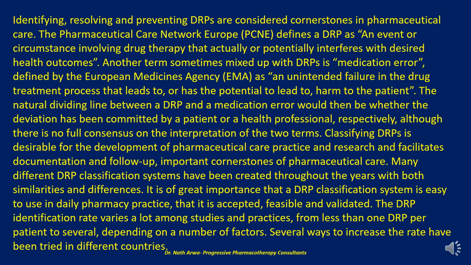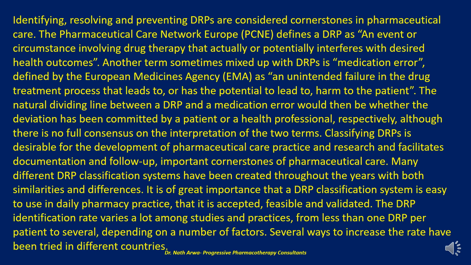Another term sometimes mixed up with drug-related problems is medication error, defined by the European Medicines Agency, abbreviated as EMA, as an unintended failure in the drug treatment process that leads to, or has the potential to lead to, harm to the patient. The natural dividing line between a drug-related problem and a medication error would then be whether the deviation has been committed by a patient or a health professional, respectively, although there is no full consensus on the interpretation of the two terms.